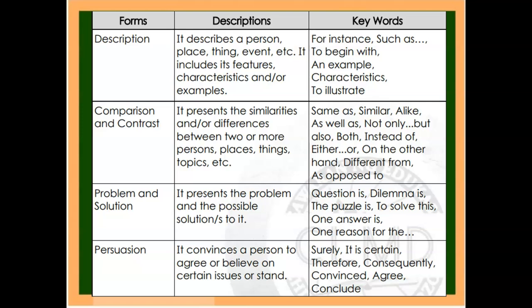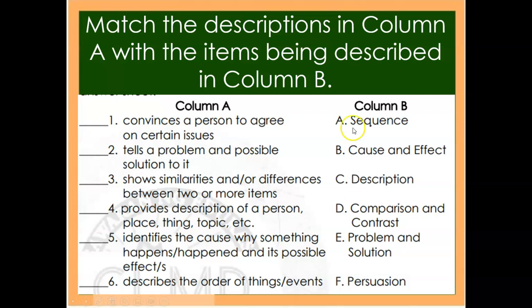And persuasion convinces a person to agree or believe on certain issues or stand. So these are the keywords, example keywords. Now, let us match the description in column A with the items being described in column B. What do you think is the answer here? Convinces a person to agree on certain issues. If your answer is letter F, persuasion, that is correct.